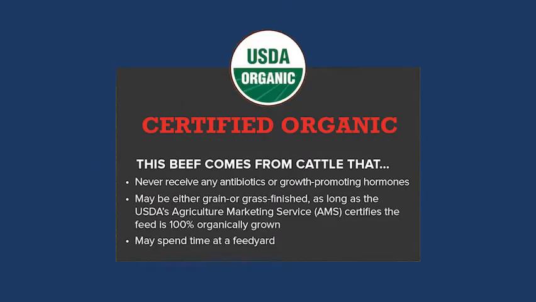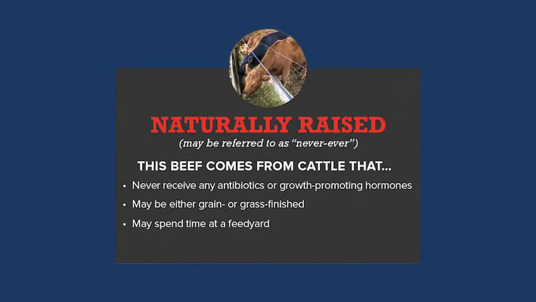Certified organic. This beef comes from cattle that never receive any antibiotics or growth-promoting hormones. May be either grain or grass finished, as long as the USDA's Agricultural Marketing Service certifies the feed is 100% organically grown, and may spend time at a feed yard. Naturally raised, which may be referred to as never ever. This beef comes from cattle that never receive any antibiotics or growth-promoting hormones, may be either grain or grass finished, may spend time at a feed yard.